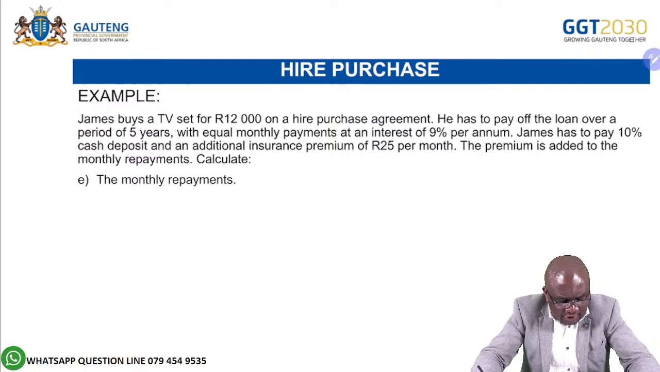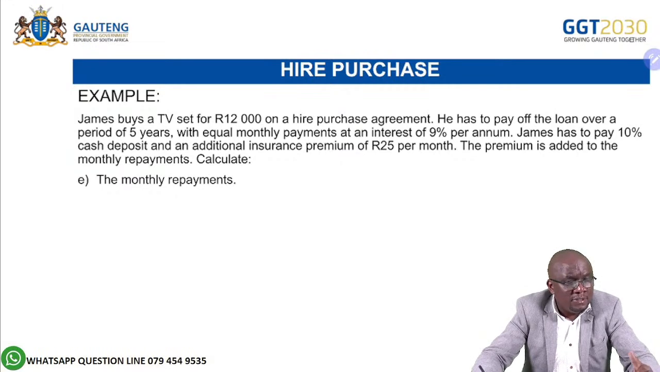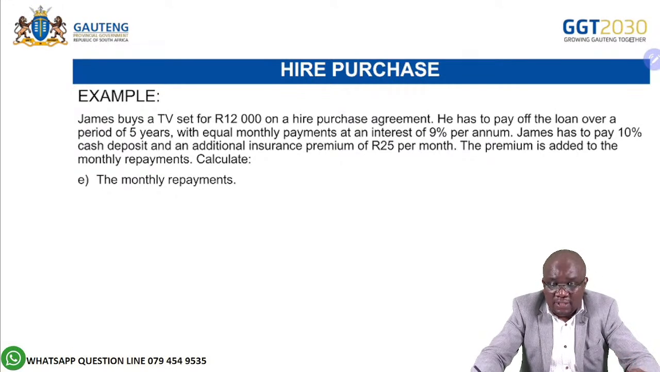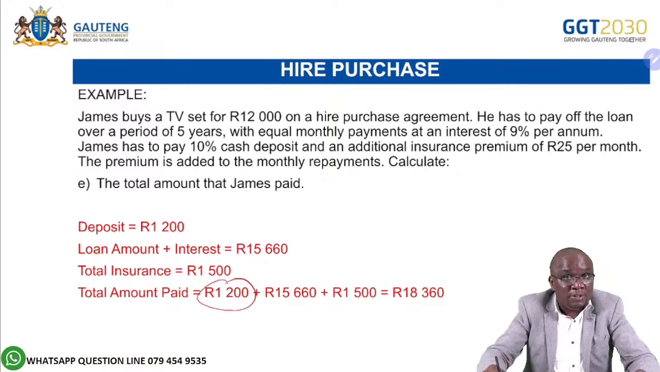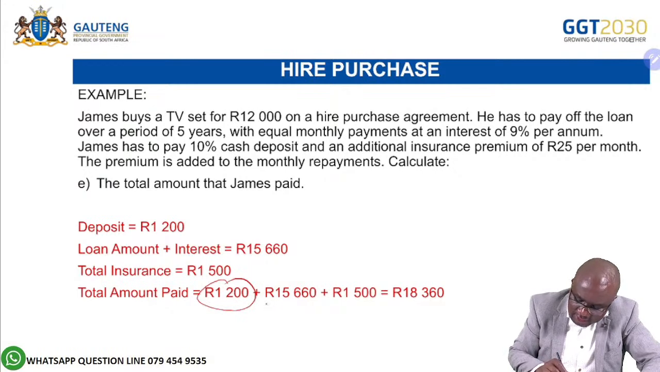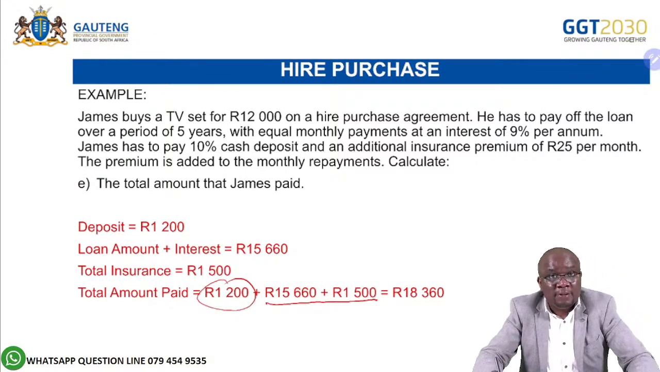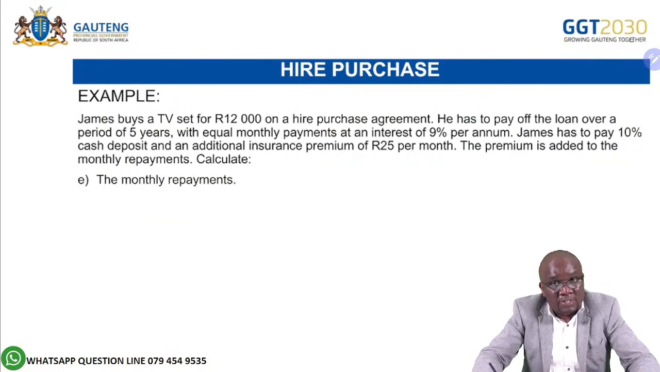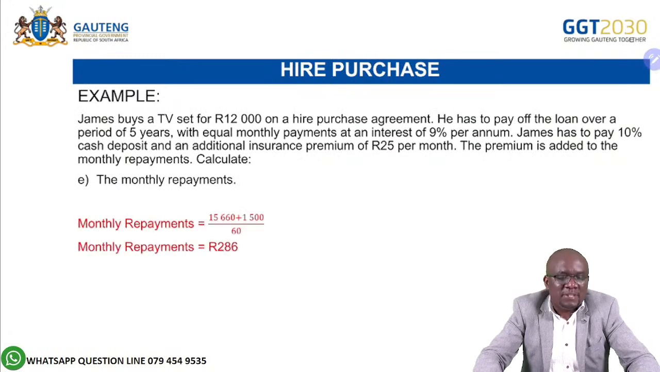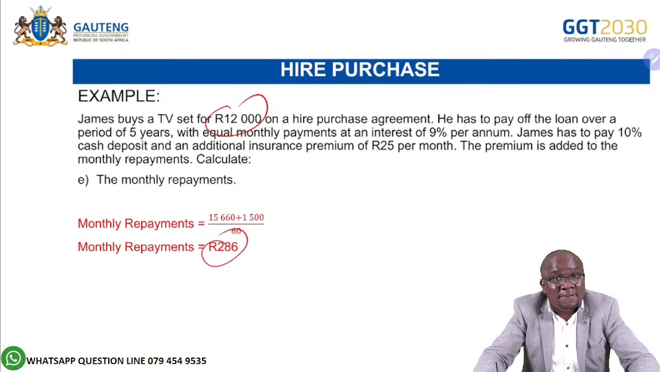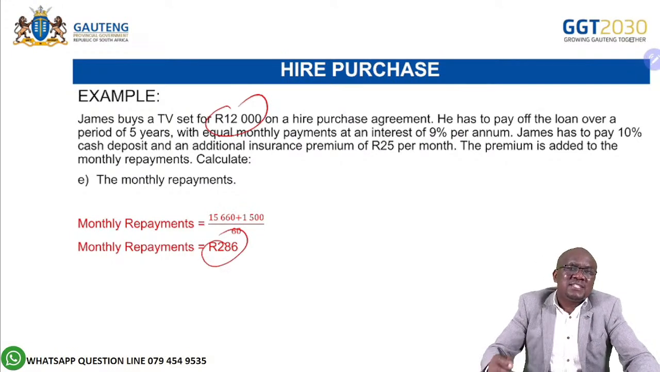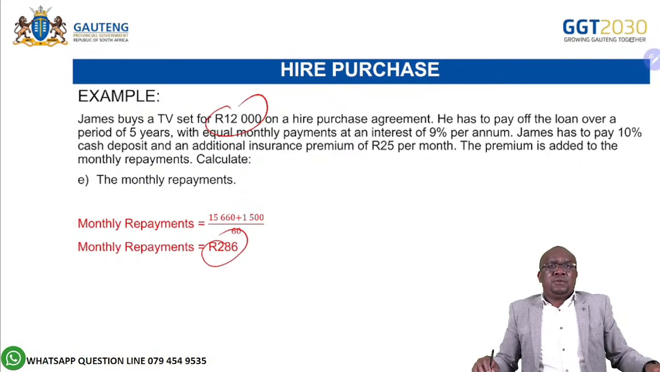Right, the last question, the monthly repayments. Now we have to be careful. The monthly repayments, the deposit is not part of the loan amount. So we're going to remove it now when you're looking at the monthly payments. It's just these. Okay, the 15,760, which is the loan amount plus interest, plus the premiums for insurance. Then we divide those by 60. So it means it's 286 Rand per month. You see that? So it's a small amount every month, isn't it, for 5 years? Okay, right. So this is how the hire purchase works.